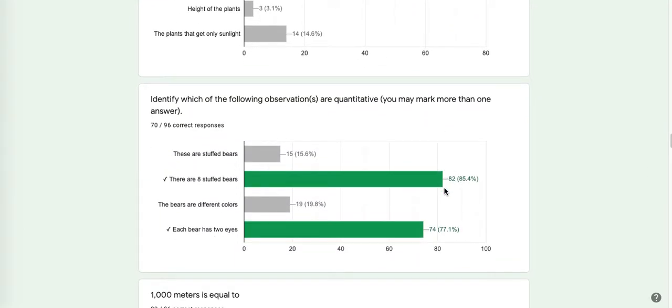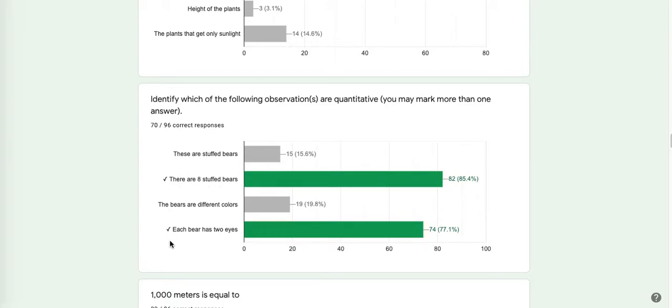Next question, identify which of the following observations are quantitative. And you could mark more than one answer. There were 2 right answers for this. There was a picture of 8 stuffed bears, and each bear had 2 eyes. So quantitative means quantities or numbers. So you had to mark both answers with numbers to get full credit for this question. I actually gave you half credit if you only marked one of the correct answers. But to get full credit, you had to mark both of the correct answers.